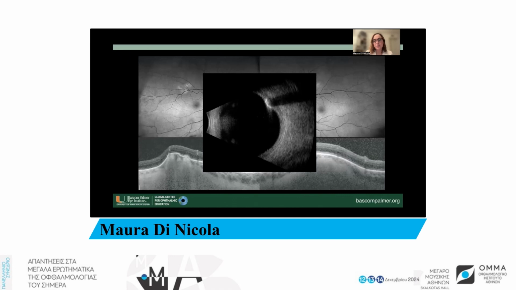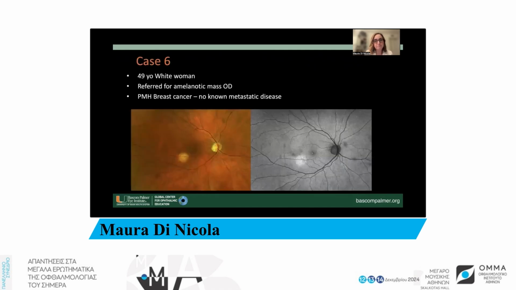And when we get a B scan, we can confirm the presence of calcium that you can see in this image with high reflectivity and posterior shadowing. This was another case of a 49-year-old woman who was also referred for an amelanotic mass in the right eye, and she also had a remote history of breast cancer. So even in this case, there was some concern that this could potentially represent a metastatic disease.